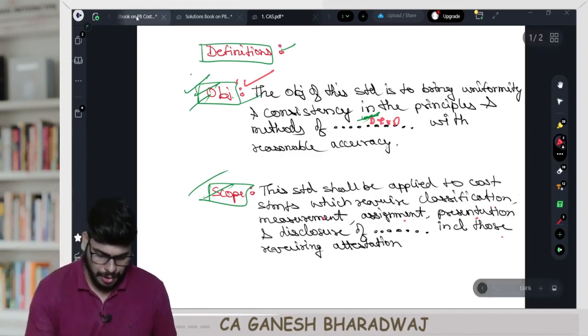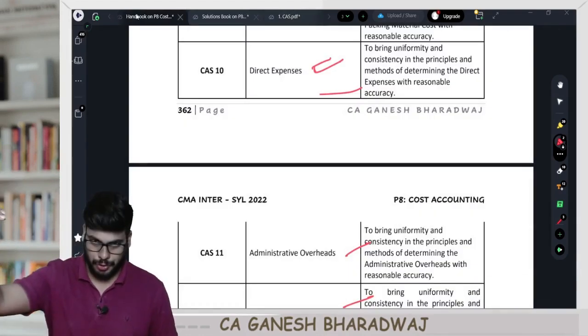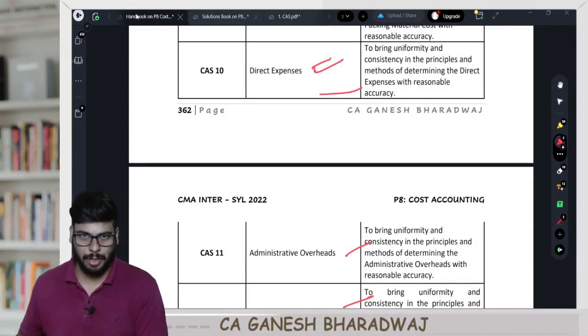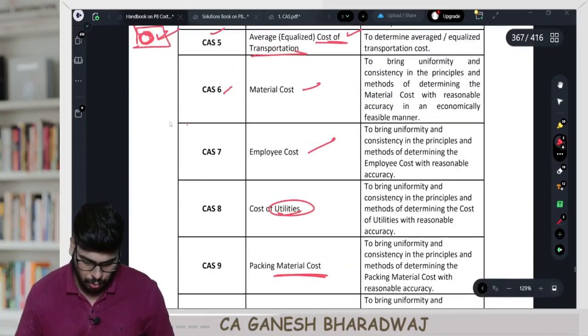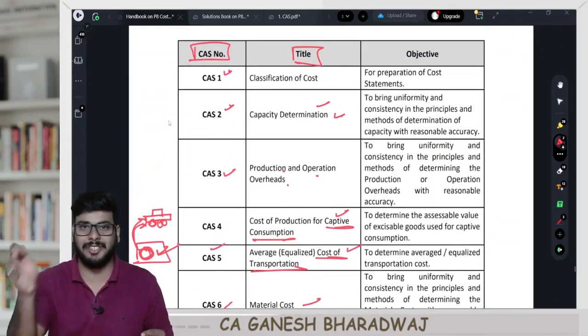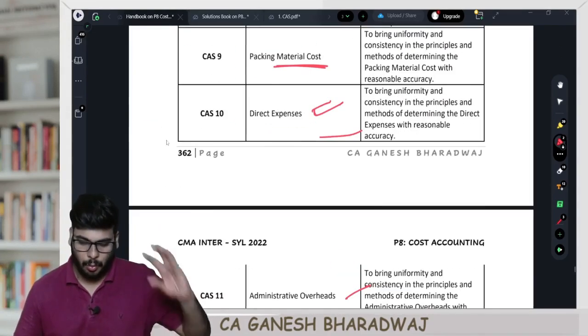So first, what you need to know. There are 24 cost accounting standards prescribed by CMA Institute, right? They have set up a separate committee or a board called the Cost Accounting Standard Board. First, you need to know what the 24 cost accounting standards are. These are the 24 cost accounting standards. I've just briefly told you what each and every standard deals with. Clear?